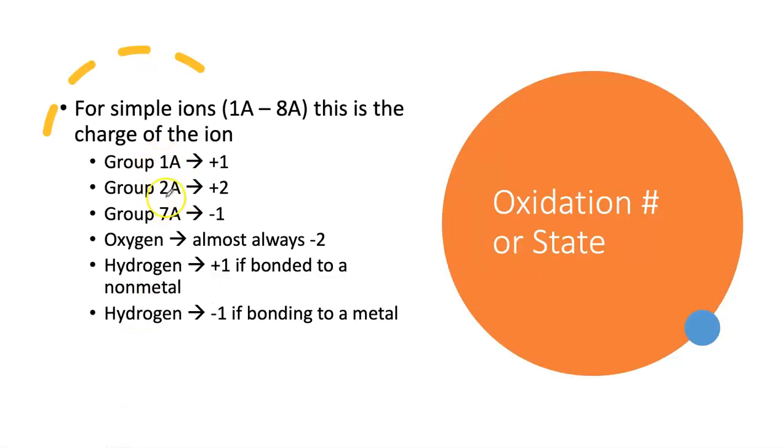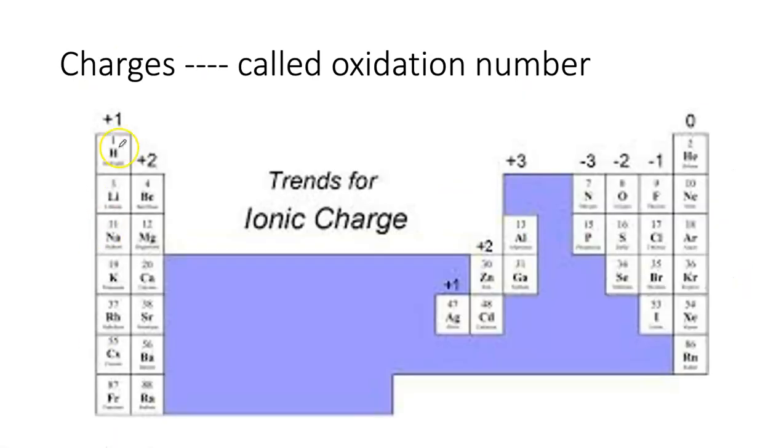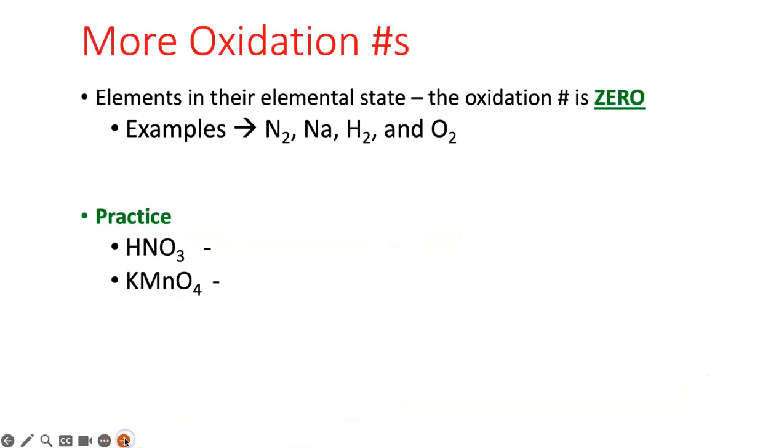And so what you've got to be able to do is look at the periodic table and remember what those ions are. So hydrogen is generally going to be a +1 if it's bonded to a non-metal. If it's bonding to a metal, it can also be a -1. Oxygen is almost always a -2. And the rest of the ions go with their groups as they're arranged. So let's practice seeing if you can figure out the oxidation numbers for some of these. Remember that elements by themselves have an oxidation number of 0. So that is important to remember.